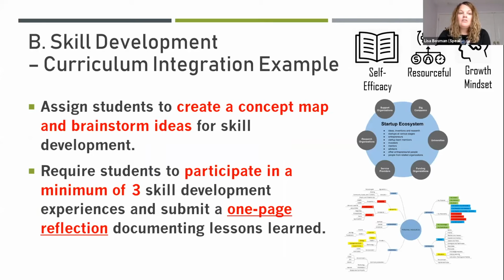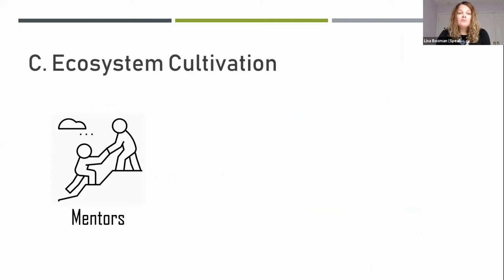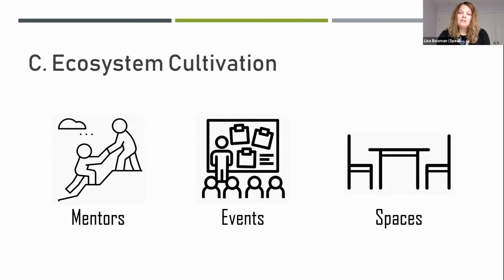And then moving on to the third, ecosystem cultivation. Again, we have 3 areas. Students can cultivate their ecosystem by hooking up with mentors, attending events, and joining spaces.